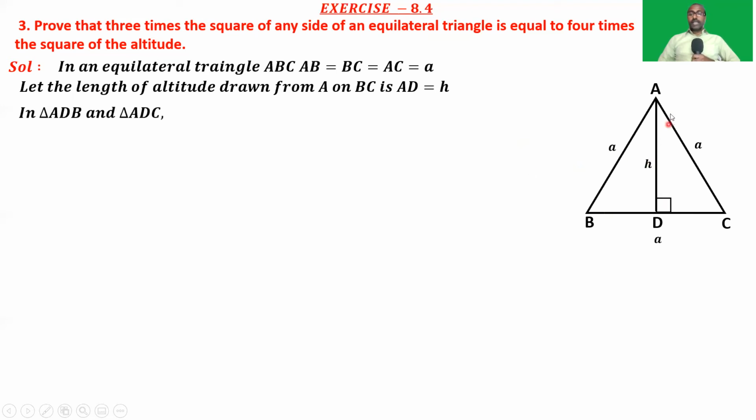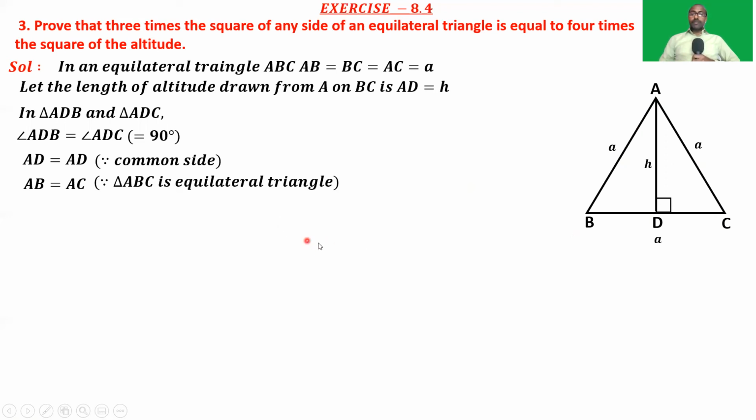Now consider the triangles ADB and ADC, both of which are on either side of the altitude. In these two triangles, we have angle ADB is equal to angle ADC is equal to 90 degrees because AD is the altitude. And also we have AD is the common side, and AB is equal to AC because triangle ABC is an equilateral triangle.